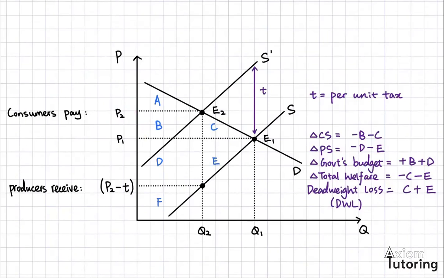Now, let us draw a dotted line vertically from the new equilibrium E2 to the original supply curve. At this price, P2 minus T, it is the price received by producers after the tax. The key point here is that the vertical distance between P2, the price paid by consumers, and P2 minus T, the price that producers receive, equals exactly the size of the per unit tax. We say that the tax creates a wedge between the price consumers pay and the price producers receive.